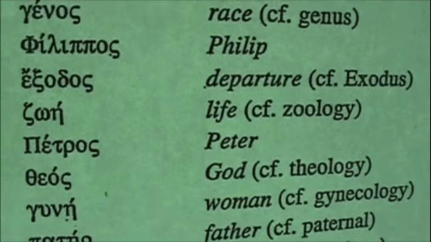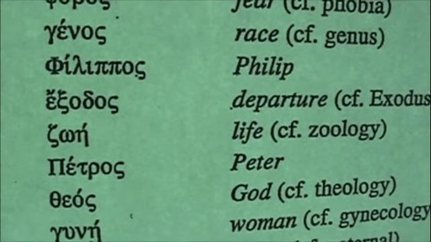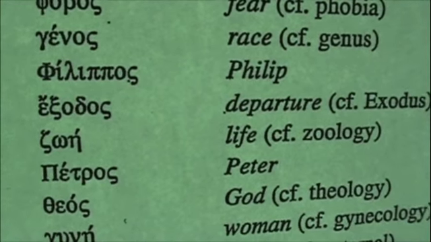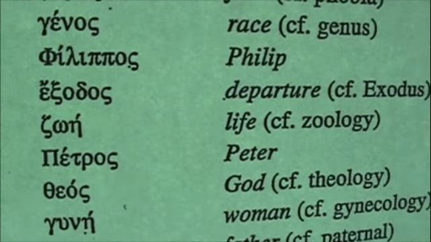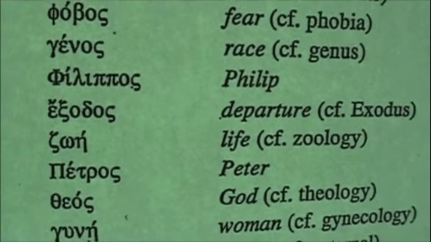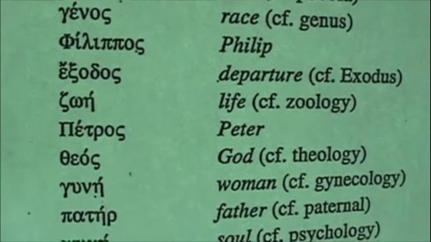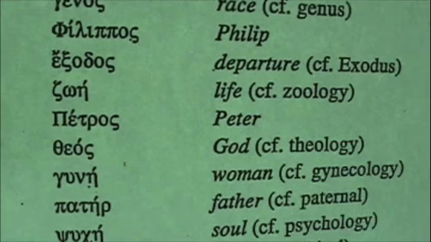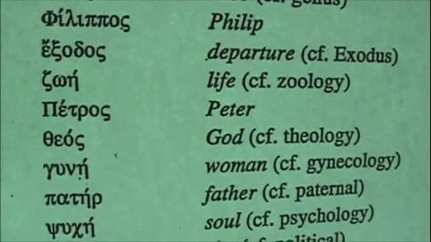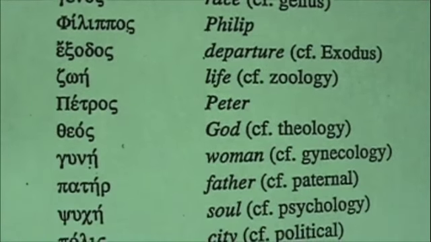The next word is the word Philippos. Philippos is the word for Philip. If you know the letters, and sound out the letters, you'll get the word. The next word is the word exodos. We get our English word exodus. Exit comes from exodos.